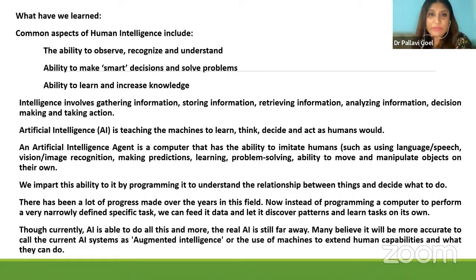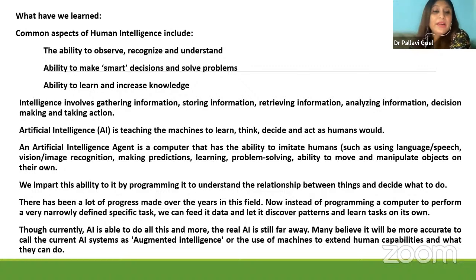Weather forecast is one of the examples we can say. Impart the ability by programming to understand the relationship between things and decide what to do. There has been a lot of progress made over the years in this field. We all are working online and we all are dependent on these kinds of technologies. Instead of programming a computer to perform very narrow, specific tasks, we can feed it data and let it discover patterns and learn tasks on its own.